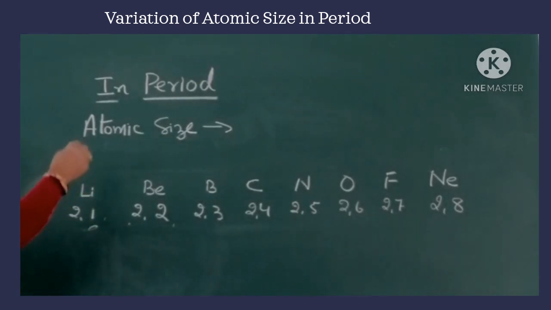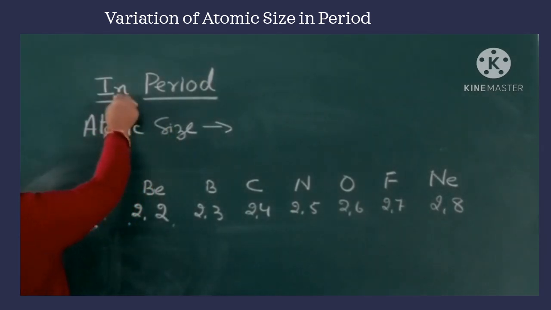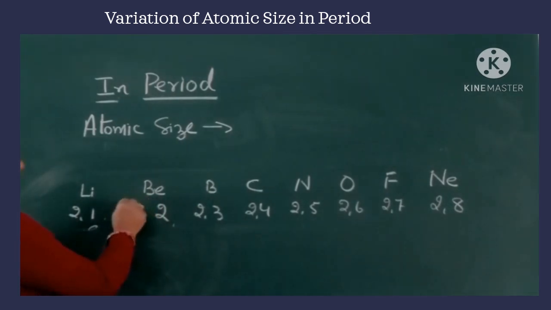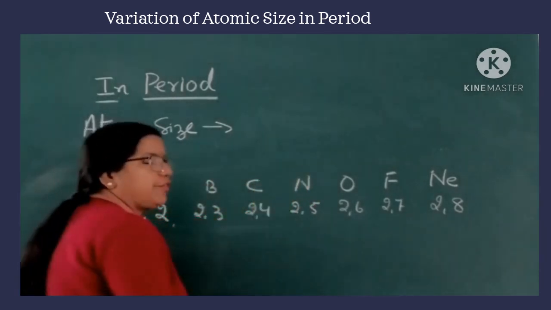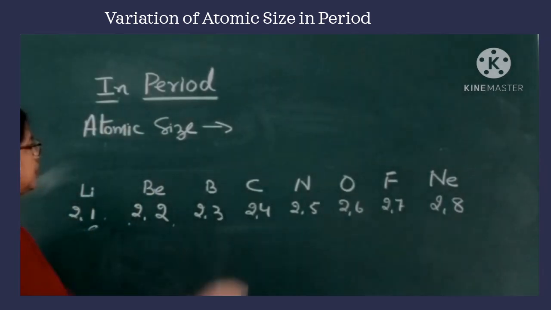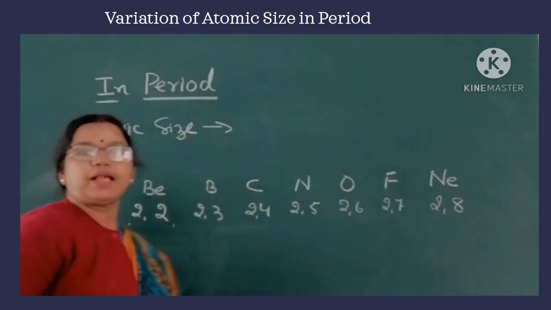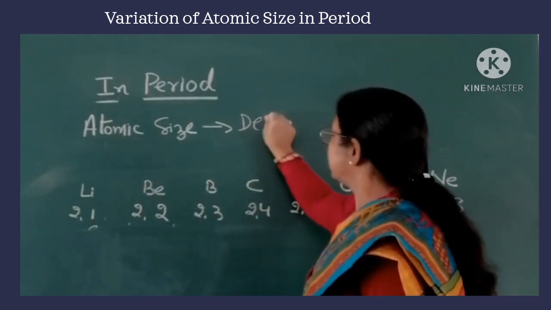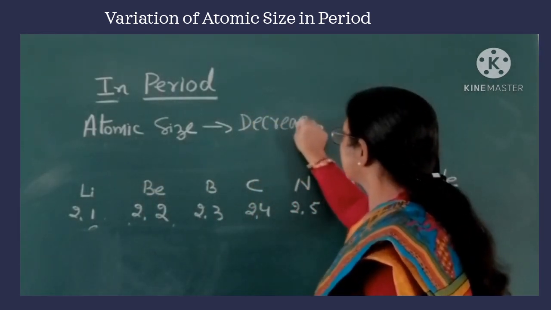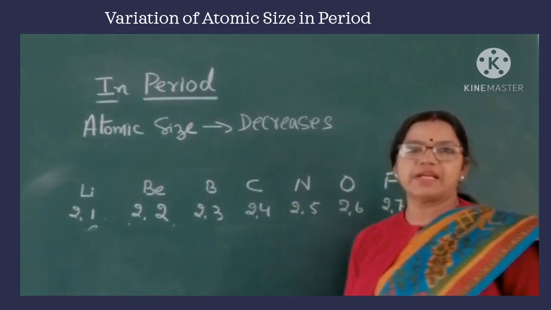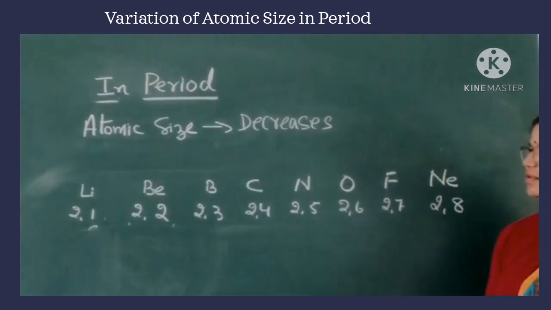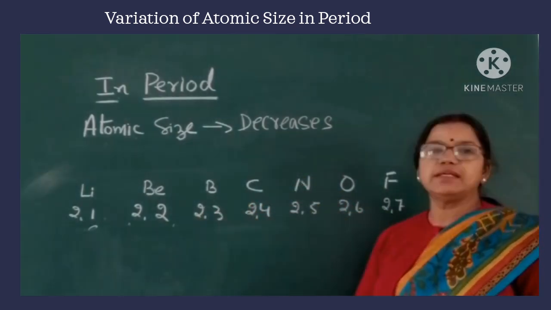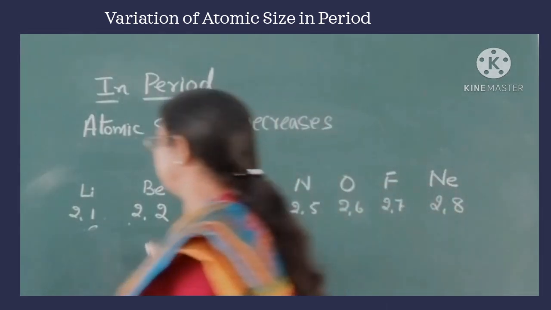Now, let us discuss the variation of atomic size in a period. That means, how does the atomic size change on moving from left to right in a period? Children, on moving from left to right in a period, the atomic size decreases. Atomic size across the period decreases. How can we explain this? For this, I have taken the second period elements.